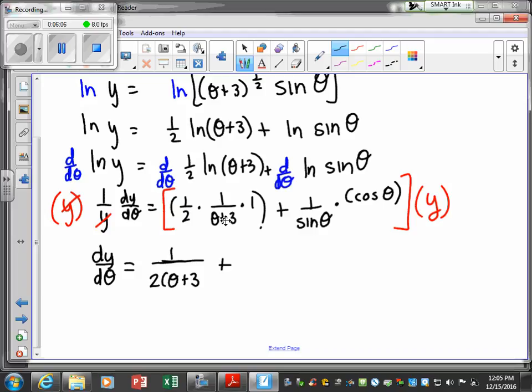And then plus, this is going to be cosine over sine. So trig simplification here. What's cosine over sine? Cotangent theta. Okay. And then that's just times y. So y, we go back up to the original problem and we pull y. y was the square root of theta plus 3 times the sine of theta.